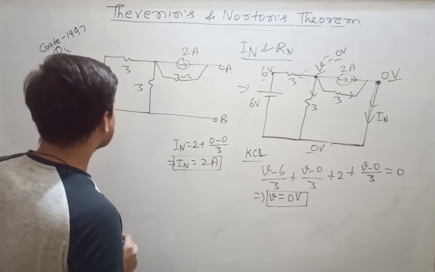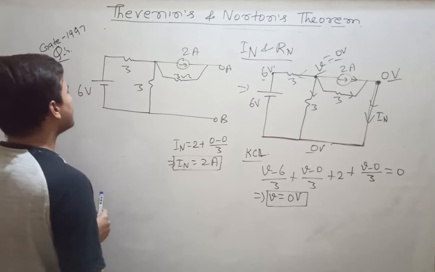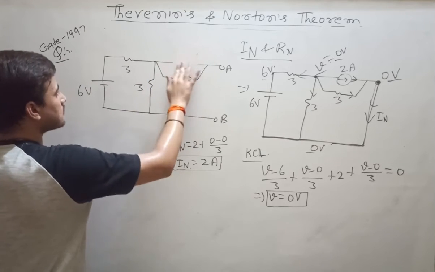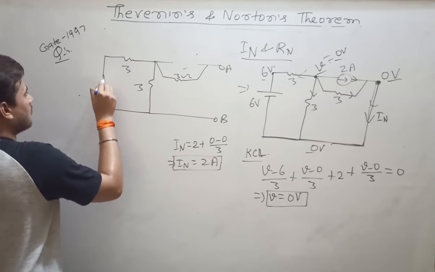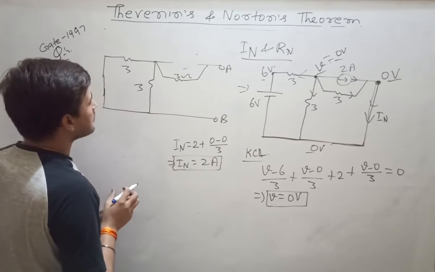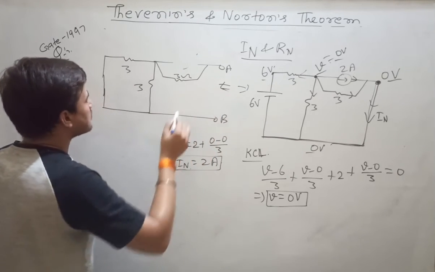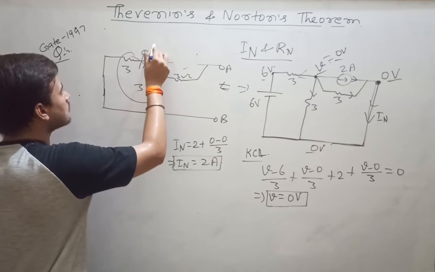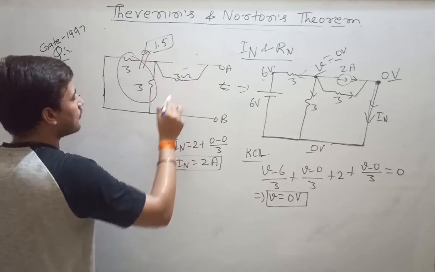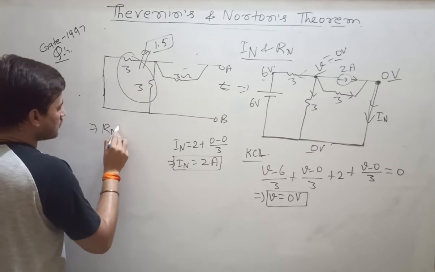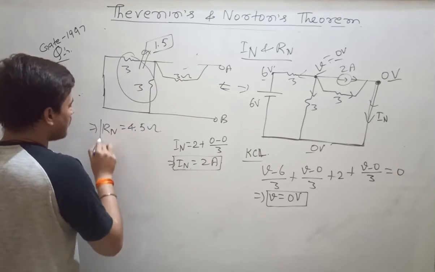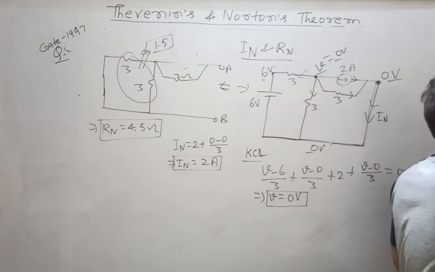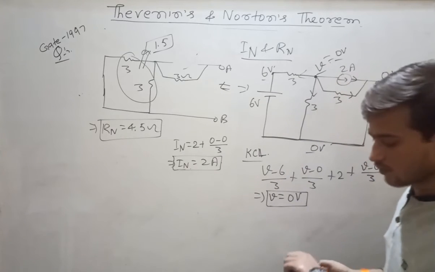Now you have to find the equivalent Norton's resistance. So what will you do? We'll deactivate the source and let us find the equivalent resistance through this terminal. So here these two 3 ohm resistors are connected in parallel, which gives 1.5, and the 3 ohm will be in series. So Rn will be equal to 4.5 ohm. Clear?